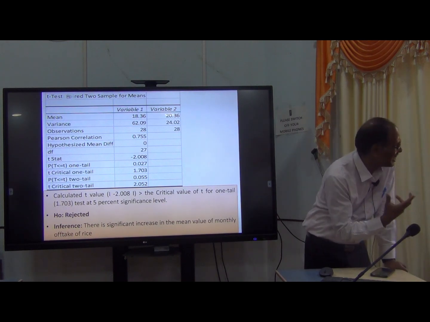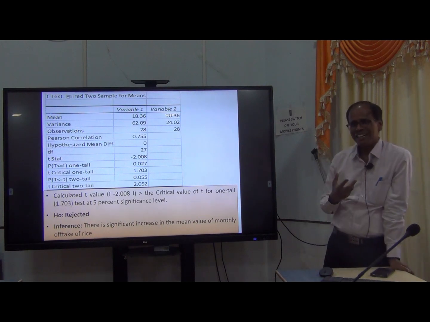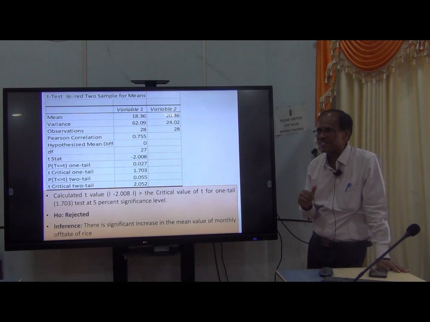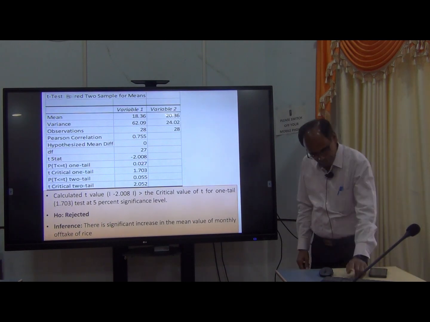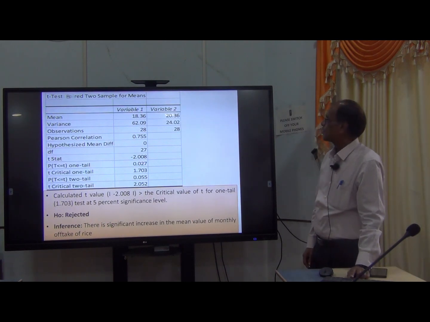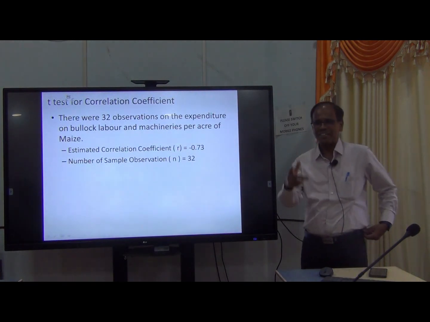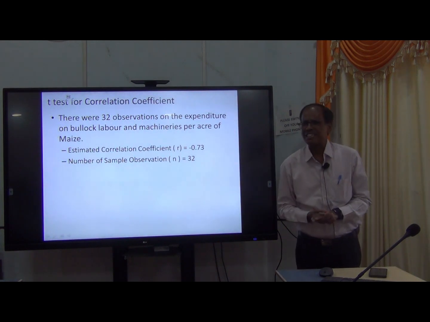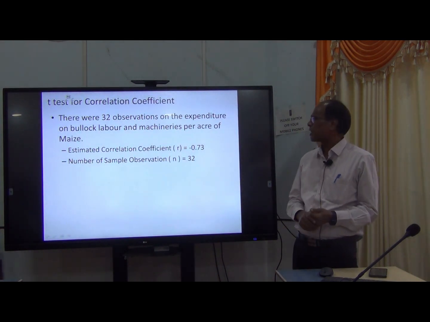That's what you wanted to tell. Right? There is a significant increase in the monthly purchase. So this is how you have to draw inference in this context. Yeah, then the same t-test can be used for testing the significance of the correlation coefficient also.